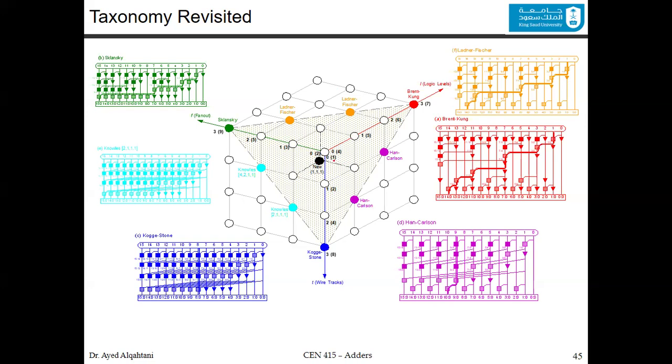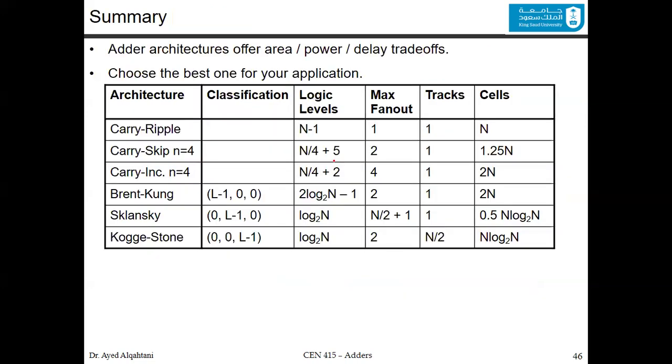As a summary, the adder architectures offer area, power, and delay trade-offs. You choose the best one for your application based on your needs. This is some of the end result, where we have the architectures of the carry ripple adder, the carry skip, the carry increment, the Brent Kung, Sklansky, and Kogge Stone. For the carry skip and the carry increment, each group has 4 bits.